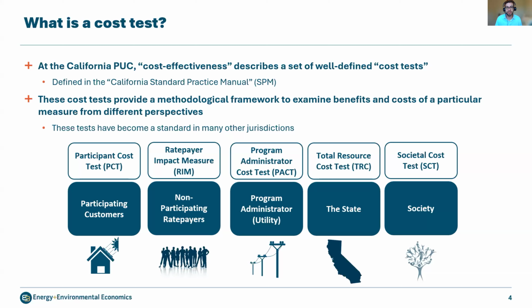But I also want to call attention to a few of these others. So the ratepayer impact measure. This is really what is the utility going to experience, or what will all the customers who are not implementing this measure experience? And the other one I really want to call attention to is what's called the total resource cost test, or the TRC. And this, I think, is one of the critical metrics that is used in the state of California to understand, sort of on a more societal level, what costs and benefits will the state incur?